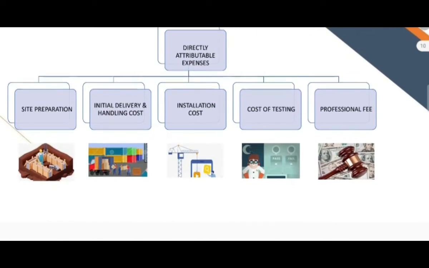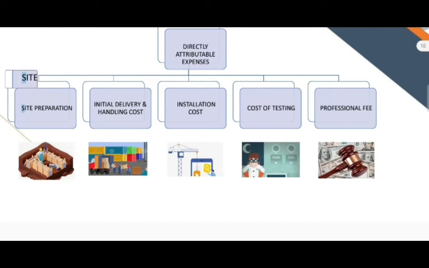Now about directly attributable expenses. These are said to be site preparation. If you have to prepare a site in order to install an asset, then such site preparation cost should be included in the value of asset as directly attributable expenses. Second is initial delivery and handling cost. So the carriage inward, transportation inward cost should be included in the value of asset. Then there is installation cost that should be included as directly attributable expenses.